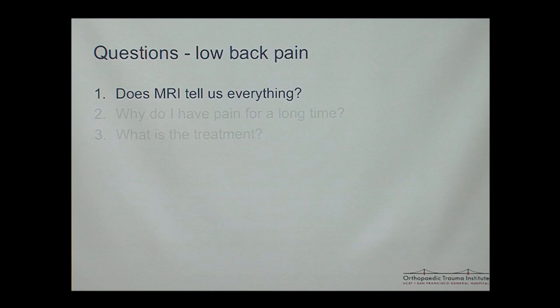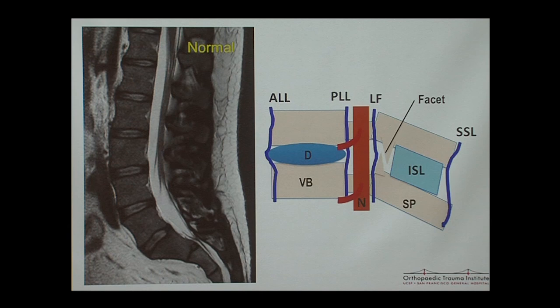This is a normal MRI, so we have the same figure here. The vertebral body, we see it here, and the discs in between the vertebral bodies, the discs are here. This is a nerve here. The little bit whitish, bright part is the fluid inside the spinal column.